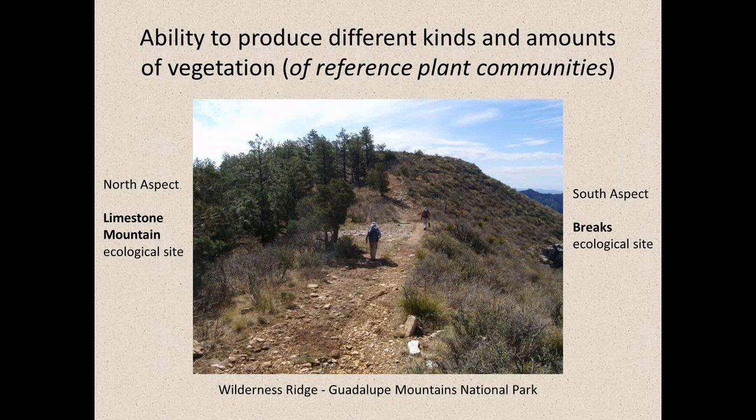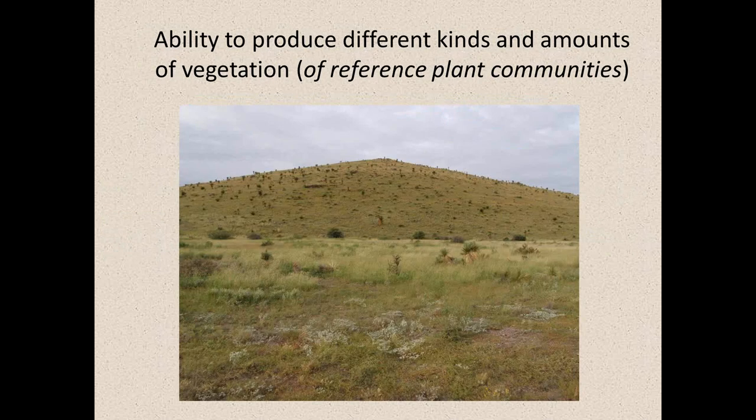So the south facing slope does not have the potential to produce the forest on the north. Those are two different ecosites, and they're not the result of management actions or disturbances.